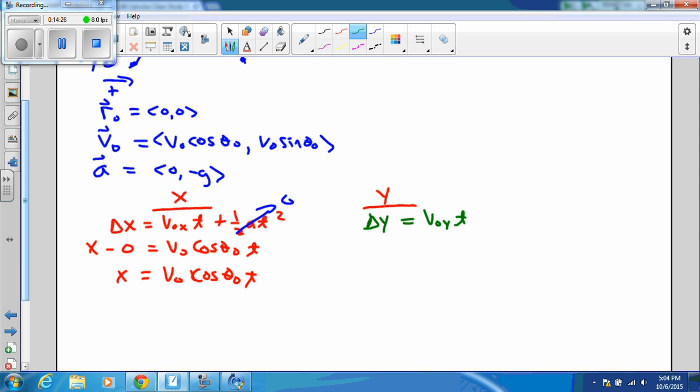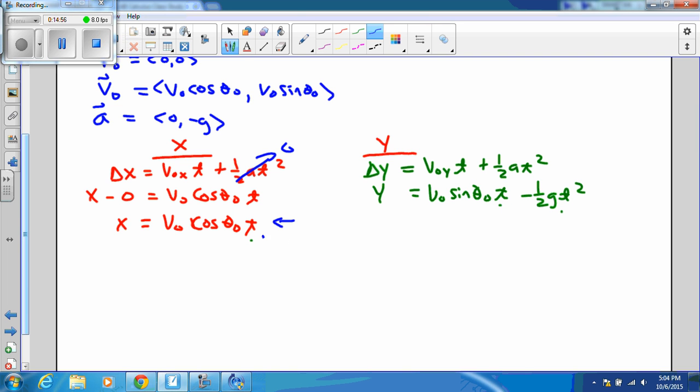Meanwhile, over here in the y direction, delta y is equal to v0y t plus 1/2 a t squared, which is v0 sine theta t minus 1/2 g t squared. And delta y is also y minus 0, so that we effectively get y. And so what we're really trying to do is to simply eliminate t, our parameter, and we're going to do it by substituting. We're going to solve for t over here, and then we're going to substitute for t into there. And so solving is just a matter of dividing both sides by v0 cosine theta.